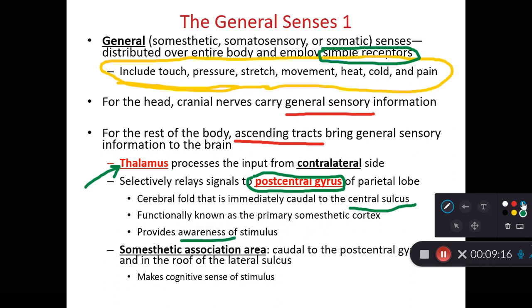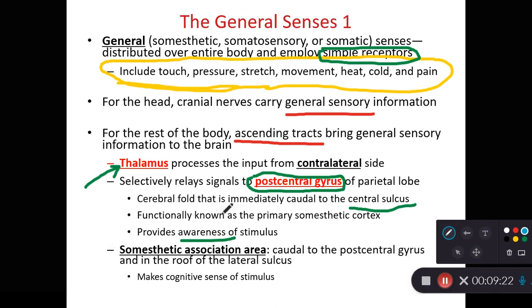Now, as we're looking at the somatic association area, this area is even more posterior. It is caudal or posterior to the post-central gyrus, and it's going to allow for us to make cognitive sense of a stimulus. So it's the backup processing. We have the primary somatosensory cortex, and then we have the association area.